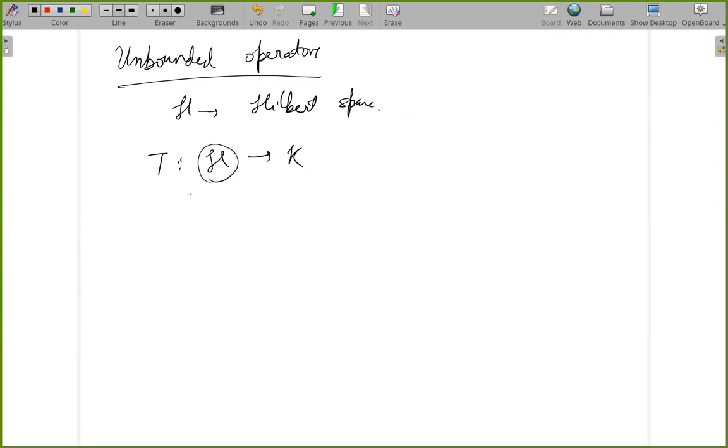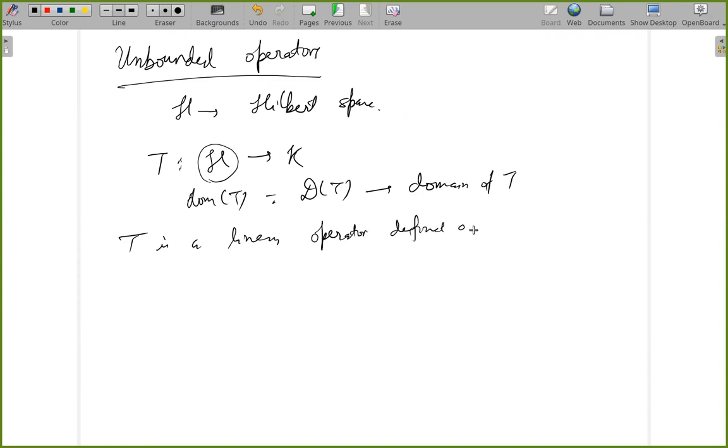So the domain of T will sometimes be written as dom T or sometimes D(T). So this is called the domain of T. So T is a linear operator defined on a linear submanifold of H, or you could say a linear subspace of H.